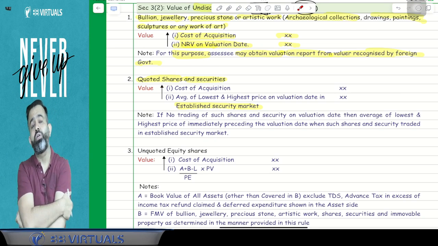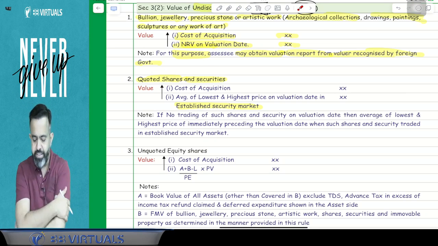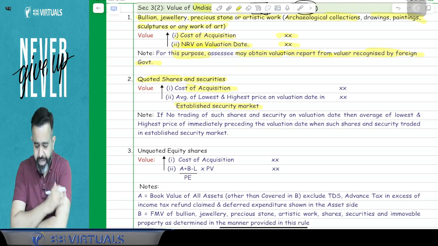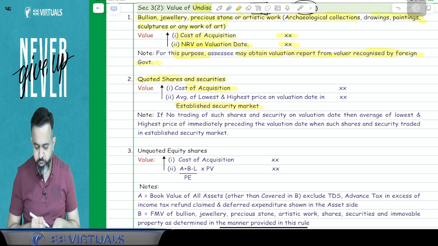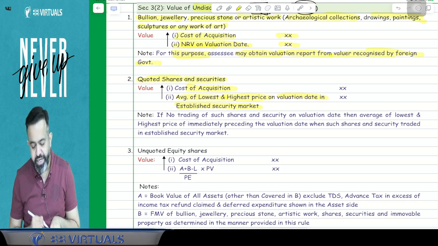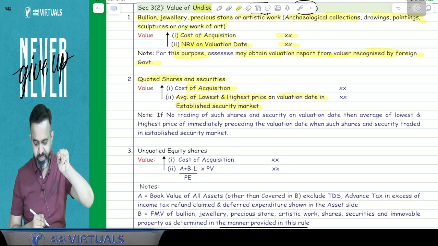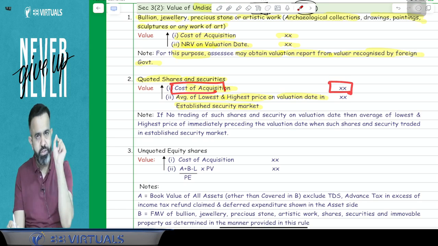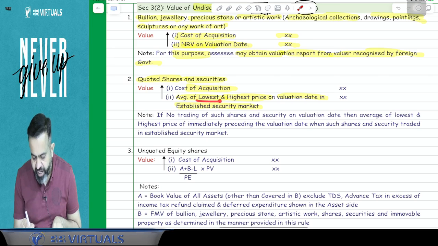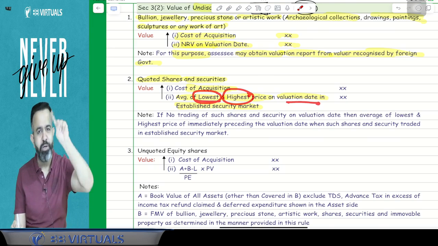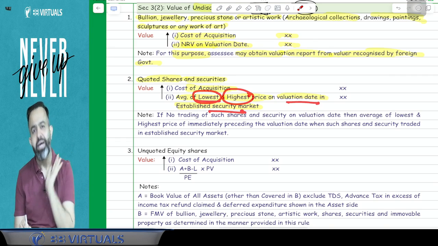So what value will you take for the quoted share and security? Here they are saying that first take the cost of acquisition of that share, and compare this cost of acquisition with the average of the lowest and highest price on the valuation date in the established security market. What you have to do? First take the cost of acquisition, and second, the average of the lowest and highest price on the valuation date. Valuation date means 1st April of the previous year in the established security market.